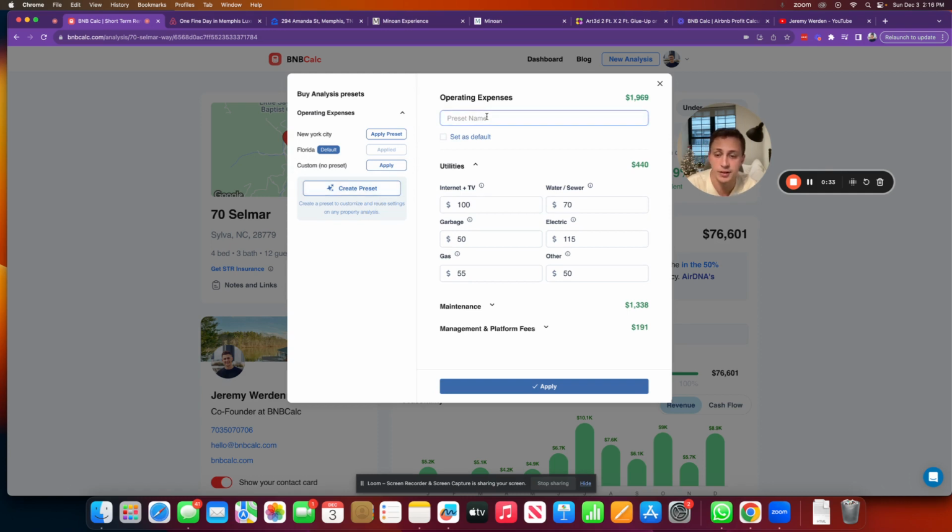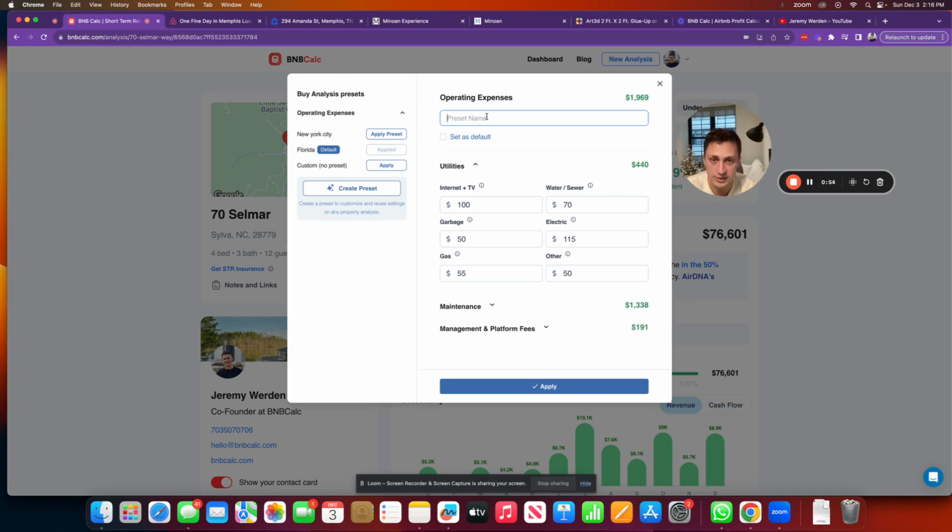A common one that we see people do is no homeowners association, because they're only looking at properties that are outside HOAs. Not saying you have to or don't have to do that, but that's just a common preset. A lot of times people are looking at either small properties or big properties in which their utilities are off from one another. So that's pretty common.